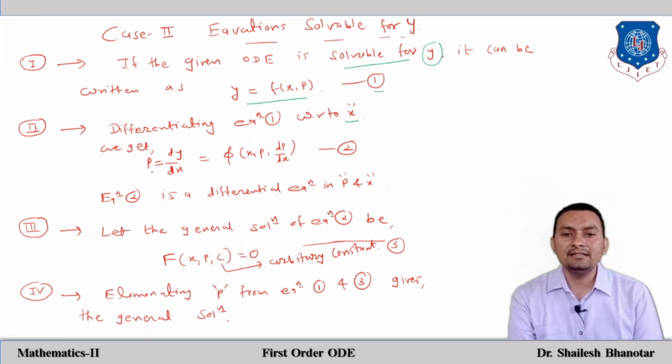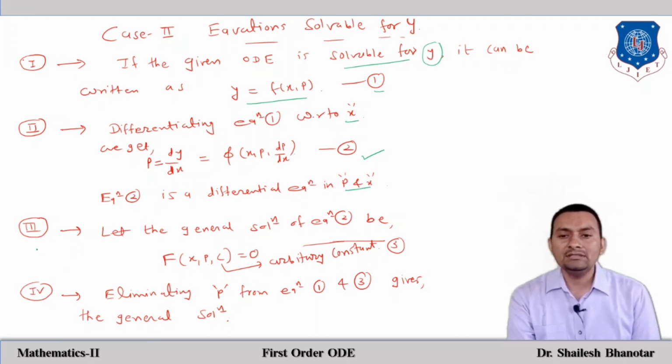dy by dx is equal to p, that we know. And whenever you differentiate with respect to x, you will get a function in terms of x, p and dp by dx. Therefore, I have assumed that phi of x, p and dp by dx is equal to whatever it is. So this is equation number 2, and this equation number 2 will be in terms of p and x, that we will keep in mind.